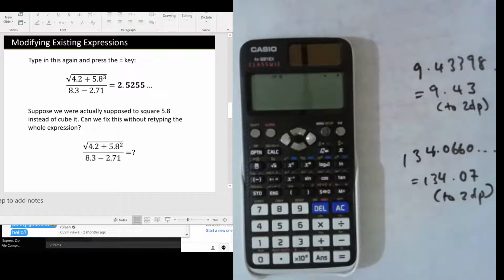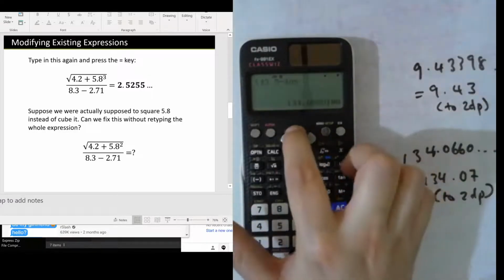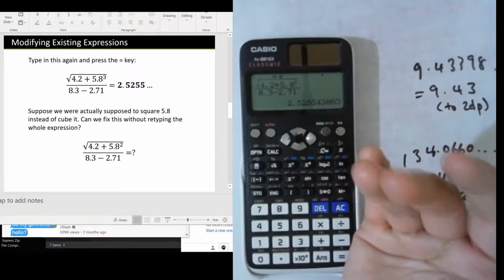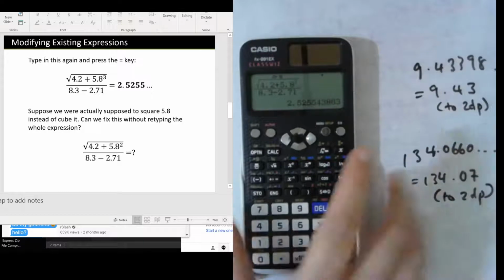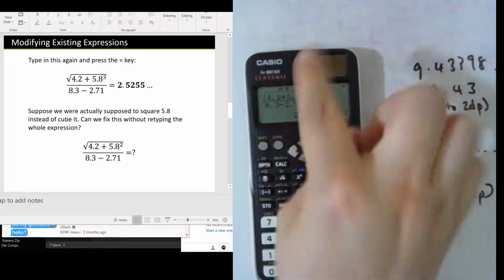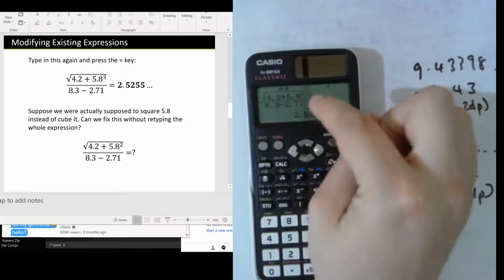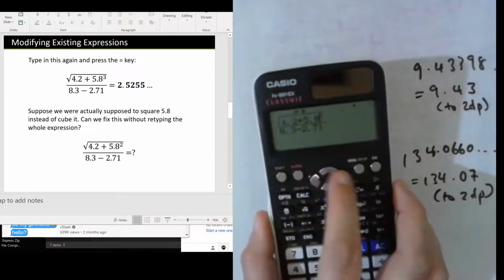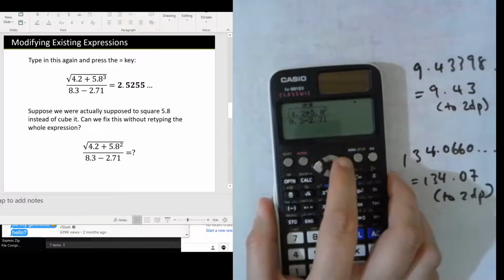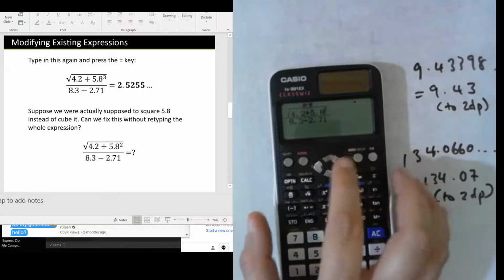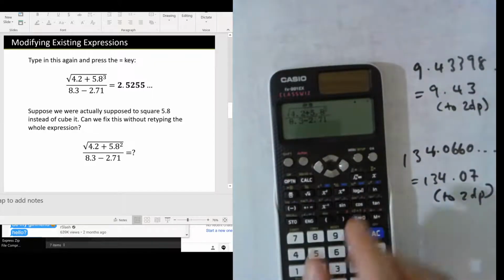Okay, so the next one says modifying existing expressions. If I have an expression that I can modify, where you will notice I had this fraction, do I really want to type out that fraction time and again? I don't really want to. So rather than typing it out again, all I have to do is go back into this one. Sorry, I'm lifting it up because I can't see it. But if you use the up and down arrows, it goes between all the equations that you've done in the past.